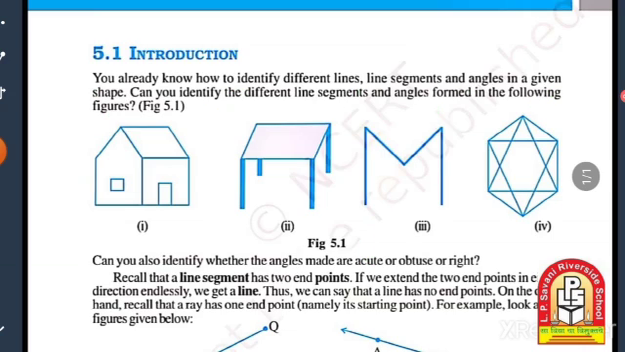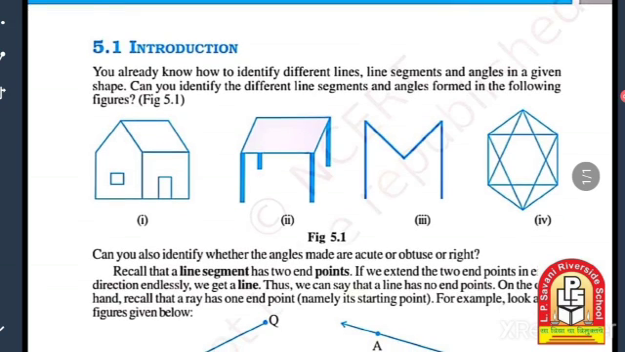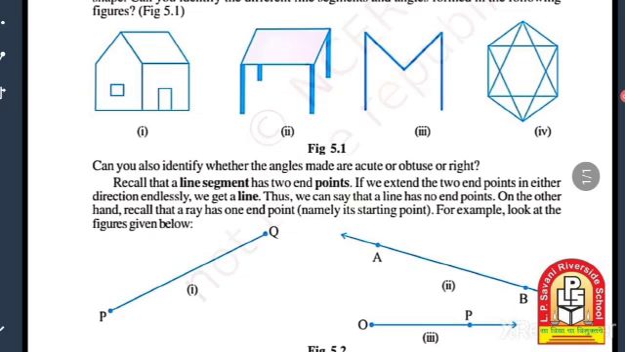So they ask the question: how many lines, and how many different lines, are used to make these shapes? Can you also identify whether the angles made are acute or obtuse angles? So here you have to recall the acute, obtuse and right angles, the types of angles which you have already learned. Recall that a line segment has 2 points. The definition of a line segment is that a line segment has two endpoints.